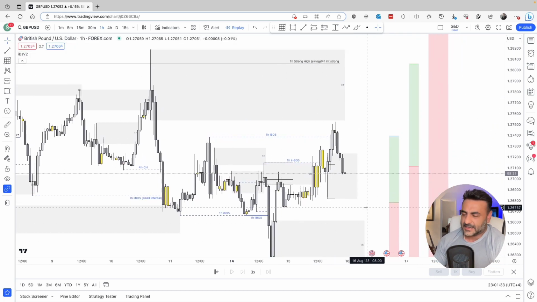So now we have misalignment of our structure, and ideally you want to trade at least with the larger internal and the swing aligned, or the smaller internal and the larger internal aligned. So you want to have two structures aligned with you and the narrative to make sense before you want to get involved in a trade.